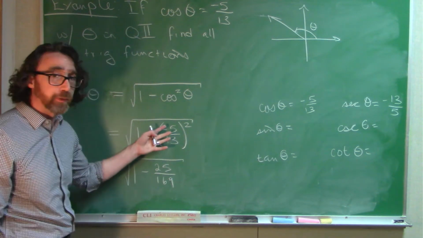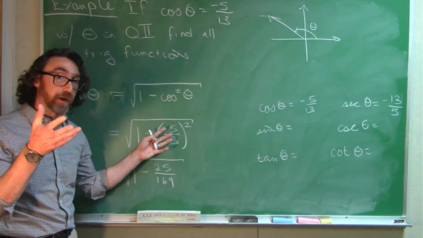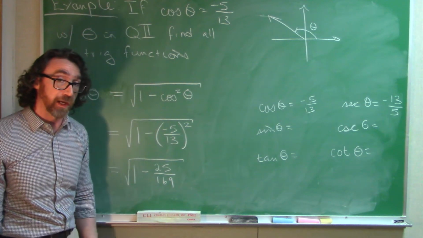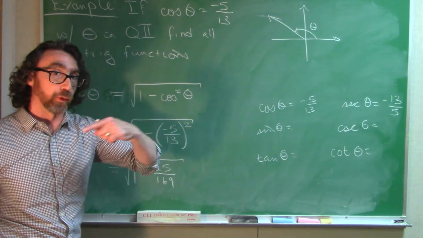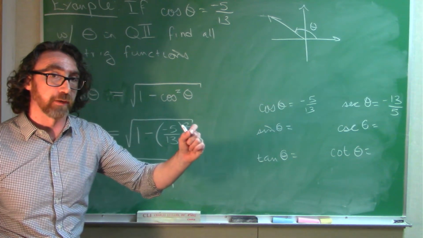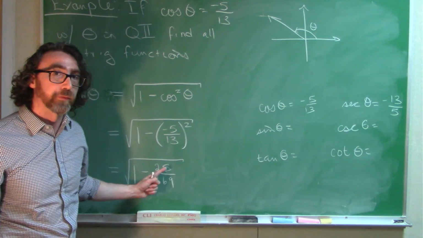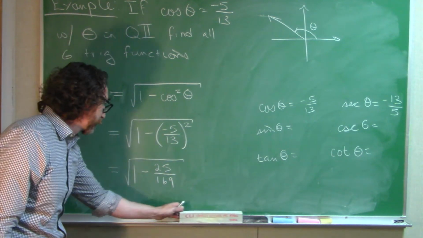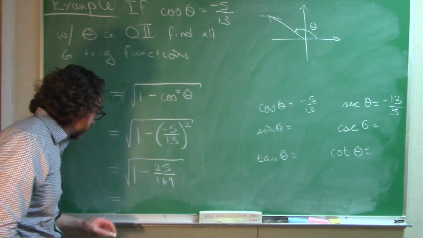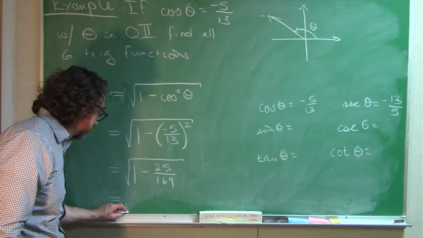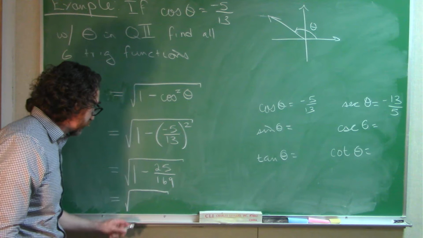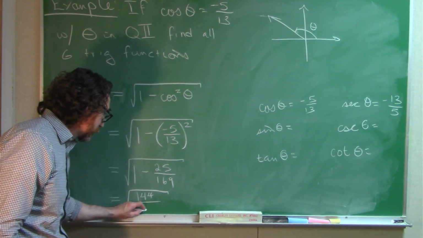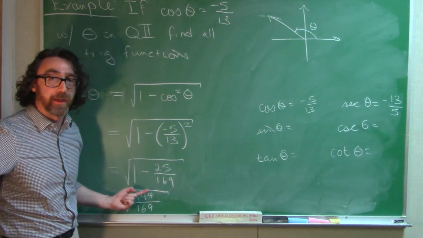Okay, remember what we're doing? We take negative 5 over 13 times itself. The two negatives gives us a positive, and we multiply straight across. The numerator is 5 times 5, 25. The denominator is 13 times 13, 169. All right, so we're right here. Square root of 144 over 169.